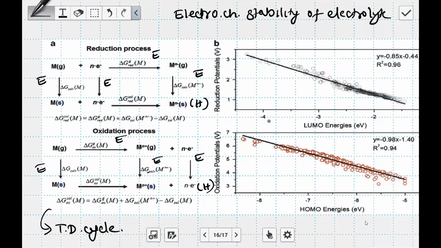So there is a correlation that is observed between these potentials to HOMO and LUMO energies. Okay, with this, what is the frontier research? There is a big project called Electrolyte Genome. Okay, all possible... see, we are trying to increase the voltage of batteries.